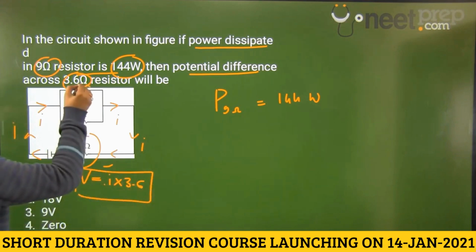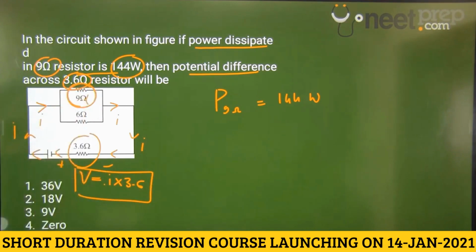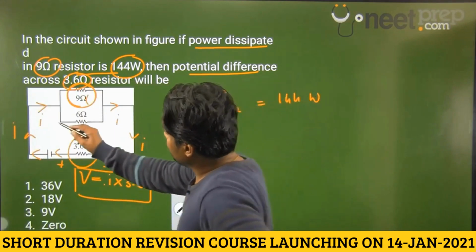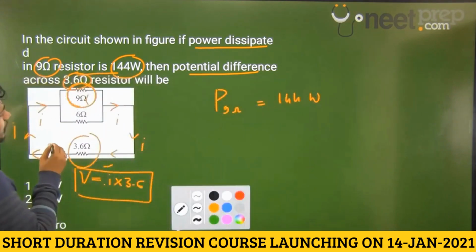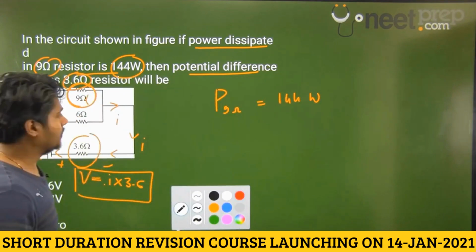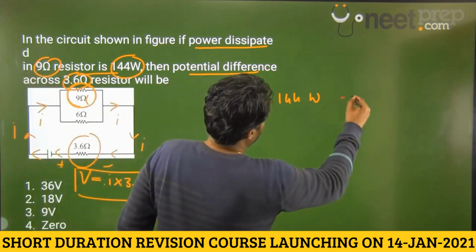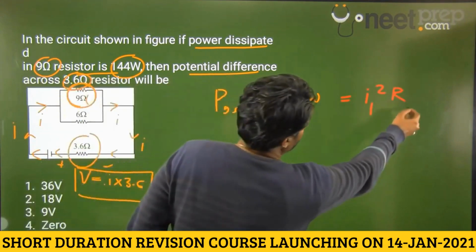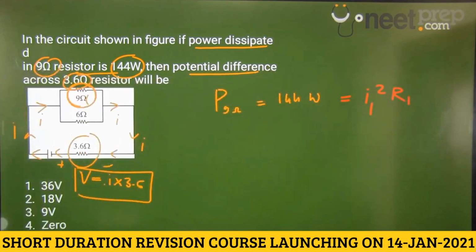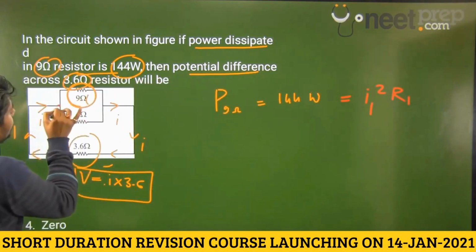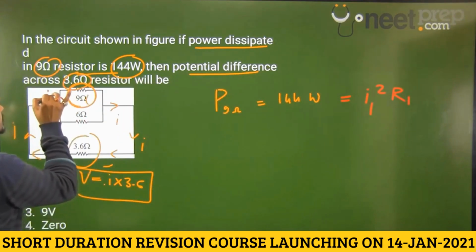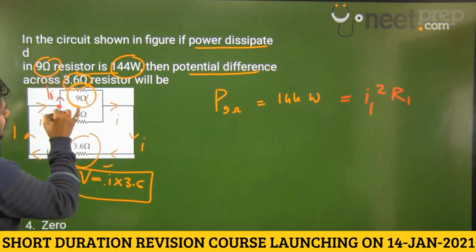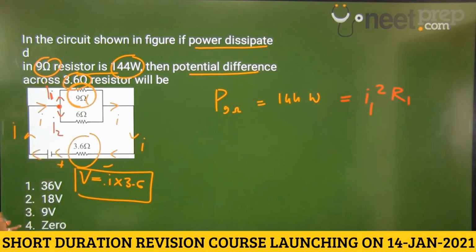Now, what is given here is the power dissipated in this 9 ohm. So, you have to find I. For which formula should I use? Of course, I will use I square R, rather I1 square R1. So, my dear students, at this point the current will come and distribute. Let us say the current will go above as I1 and below as I2.